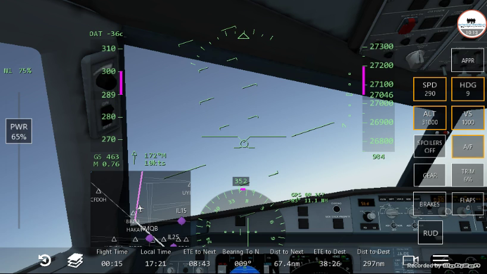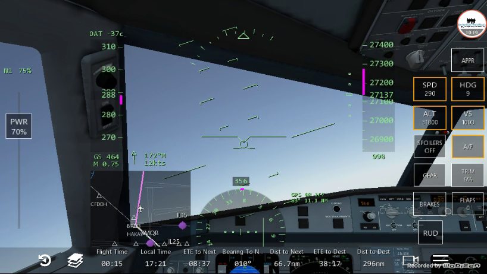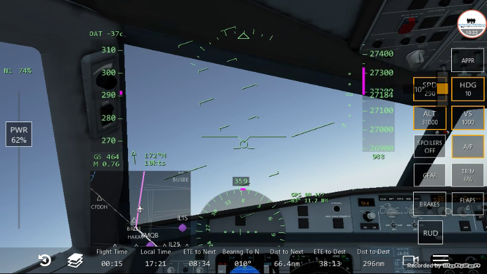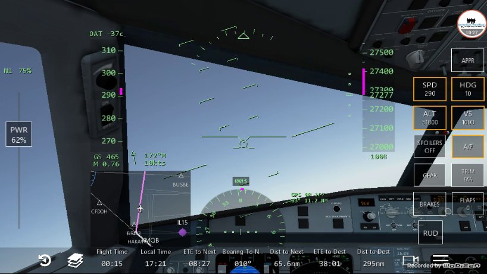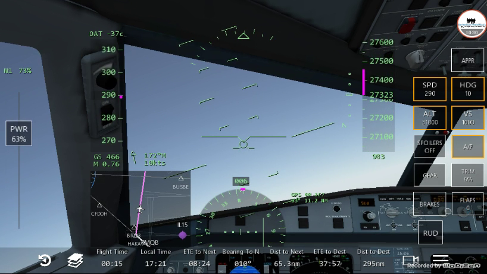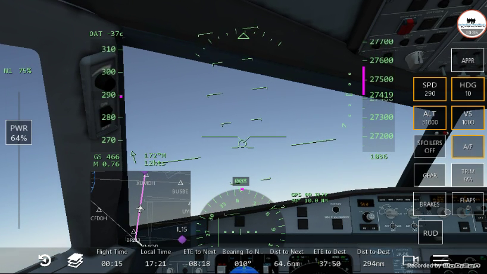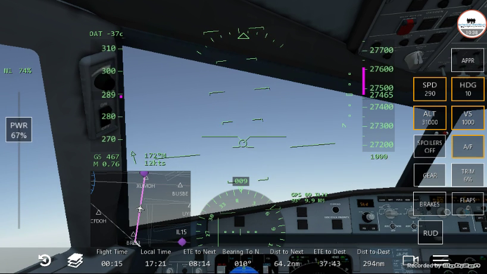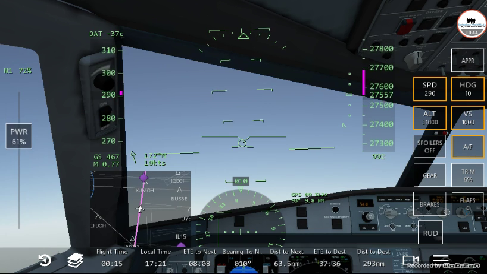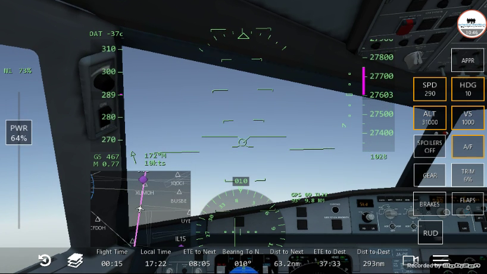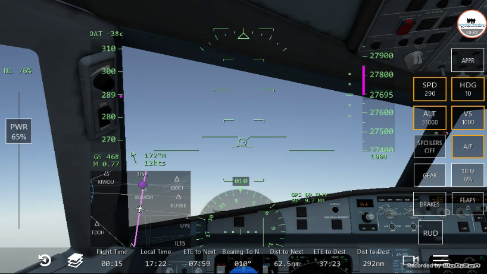All right, we are coming through 27,000 feet. I'm sitting there setting my heading. So we're climbing at a rate of 1,000 feet per minute, cruising at 290 knots. So what we're waiting for is the change, the transition altitude. If you've never seen this happen before, what you'll see is that the Mach speed is going to come up.